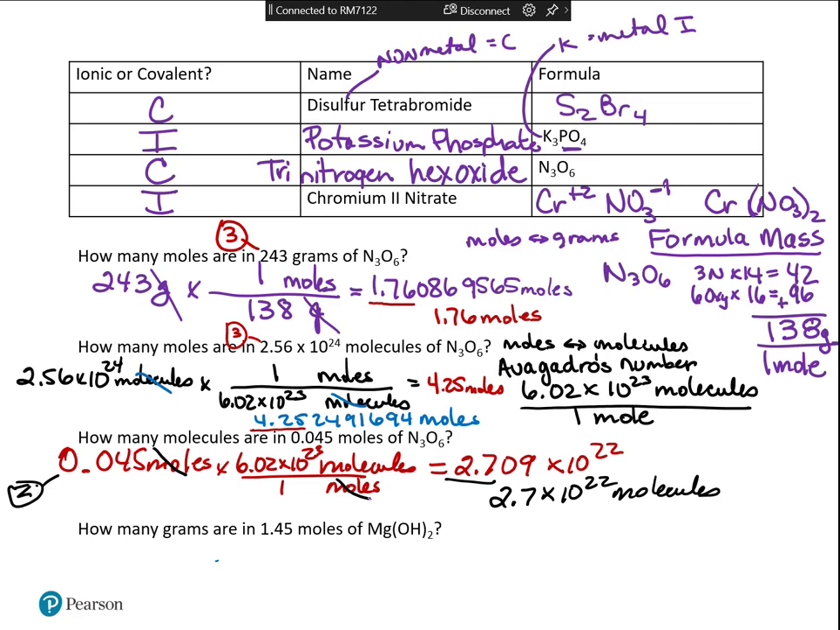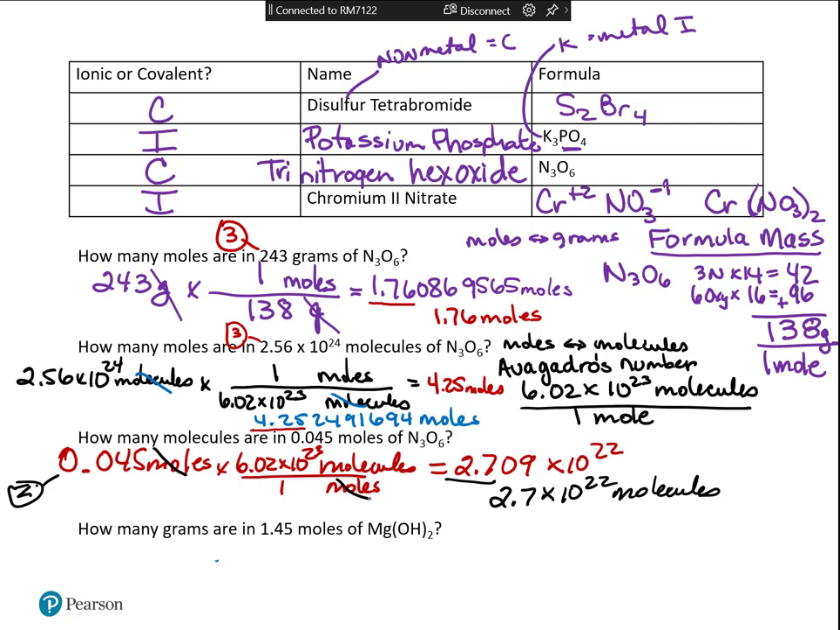All right, so the last one. How many grams are in 1.5 moles of MgOH2? That is magnesium hydroxide. So what do I have to use? Avogadro's number or formula mass? Formula mass. If you see grams and you see moles, then you've got to use formula mass.